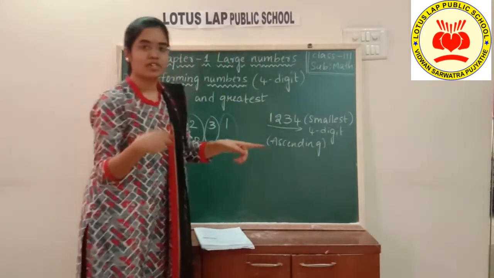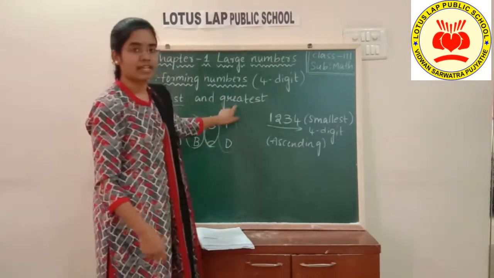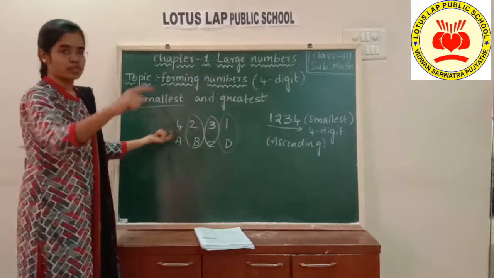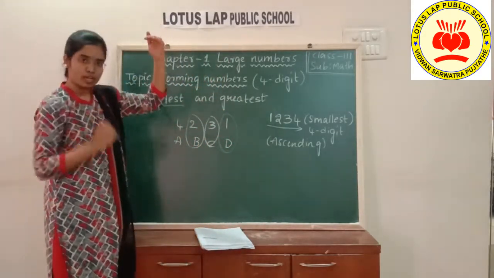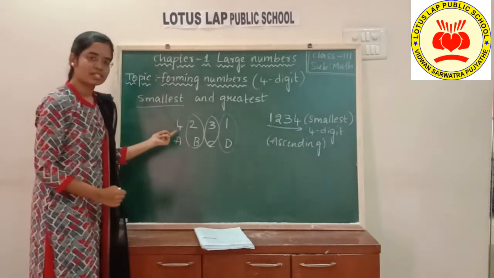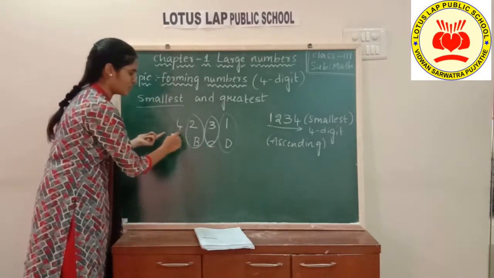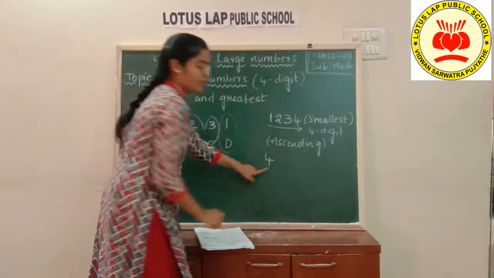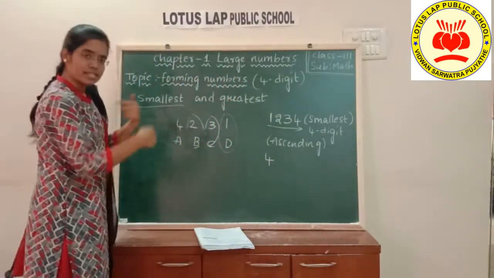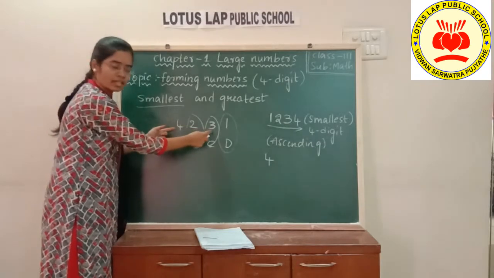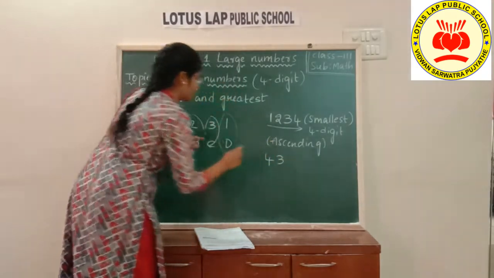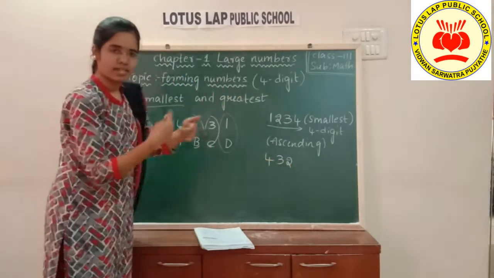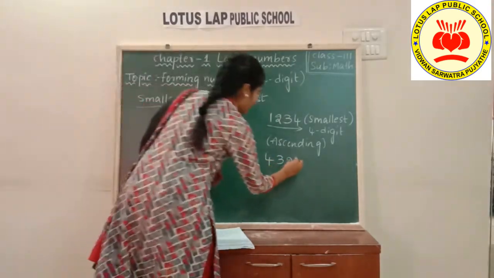Now we need to follow which order? Descending order. For the greatest, we need to follow the descending order, children. So now I want the digits from the highest to the lowest. What is my highest digit, children? Yes, 4 is my highest. Next, what is the next highest? 3. Yes. Next, 2. And the final one is 1.